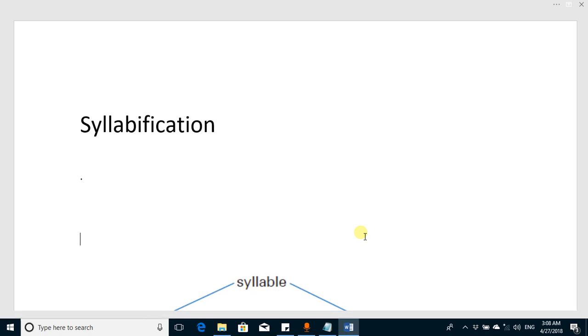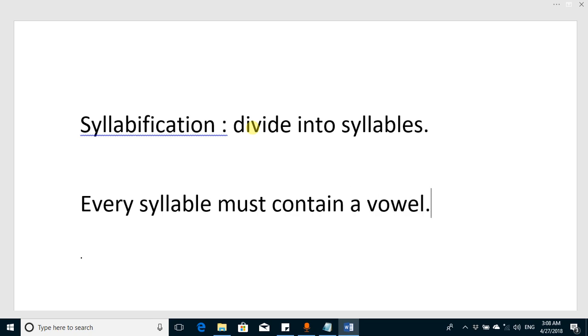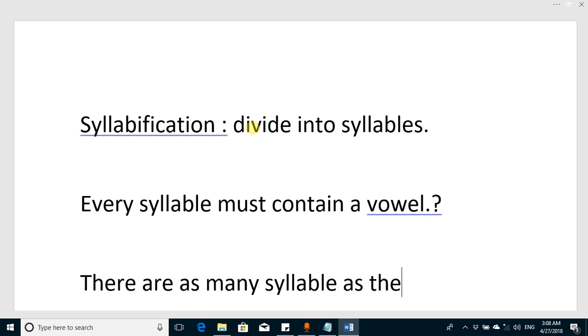Because now we discuss the topic of syllabification, and in syllabification we divide the word into syllables. A syllable is a sub part of a word, and the rule of syllabification is that every syllable must contain a vowel. This is the rule. So what does it mean? It means there are as many syllables as there are vowels.